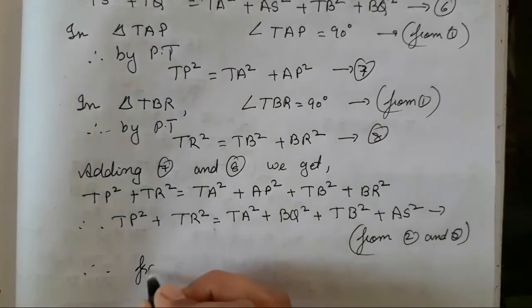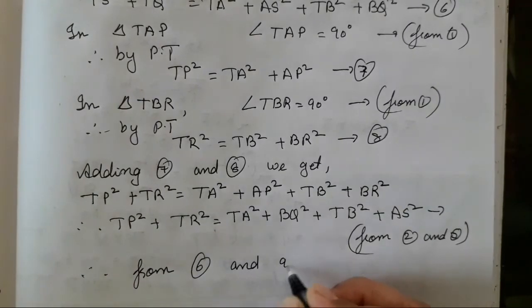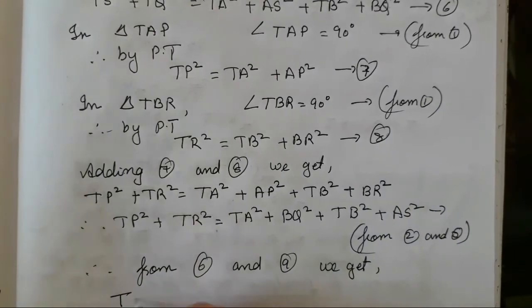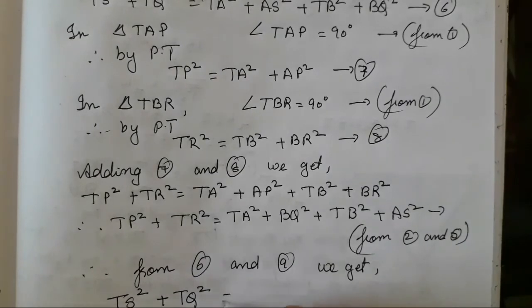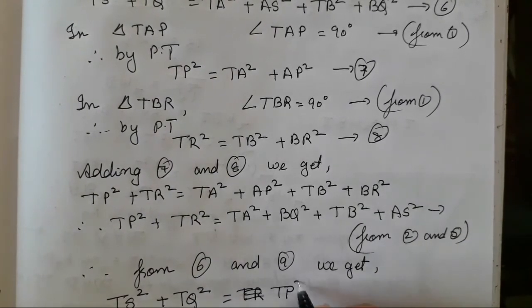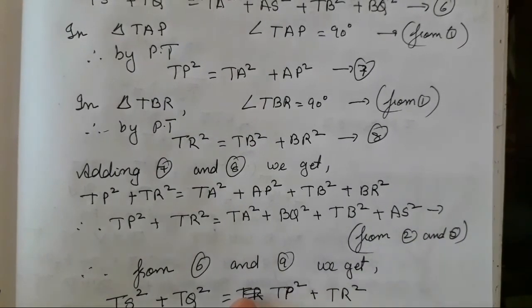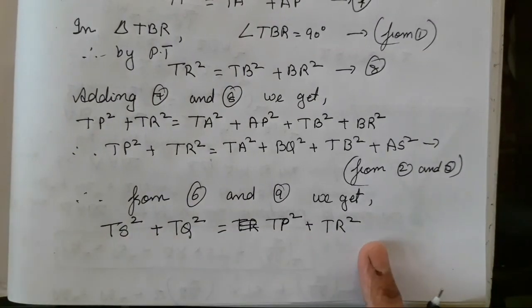Therefore, from 6 and 9, you all have to mix them together now, children. In order to get the answer that they have asked us, we have done everything. Now we just have to mix them. So this is going to be TP square plus TR square. You can write TR square first also, but as per the sequence they have given, we have to write it.